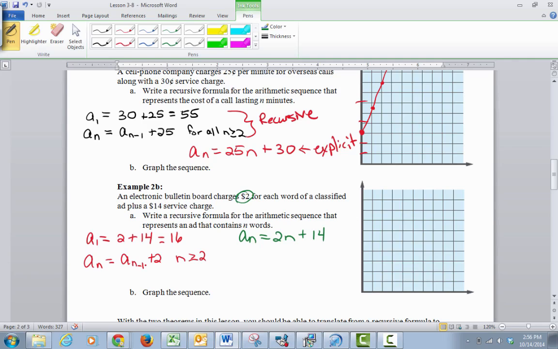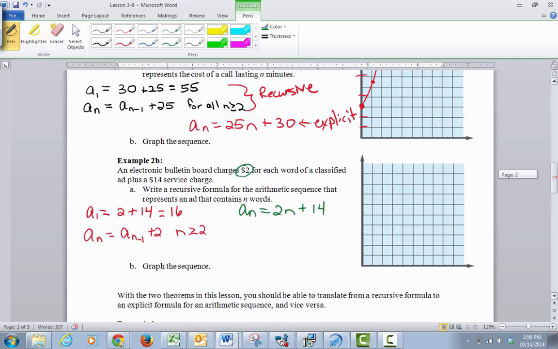Okay, for time's sake, I'm not going to graph this one. I think you guys probably know how to do that. But I'm going to go on to the next one, okay?